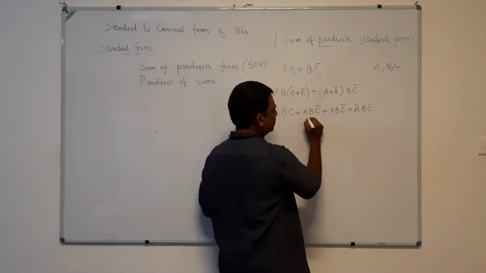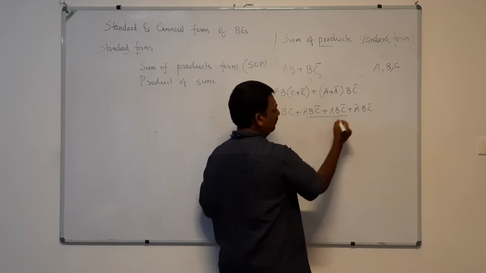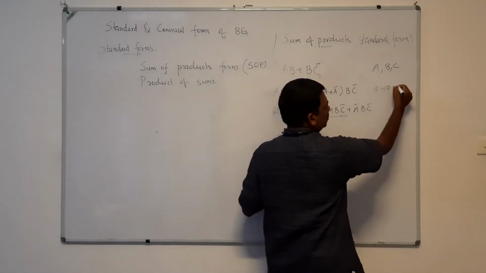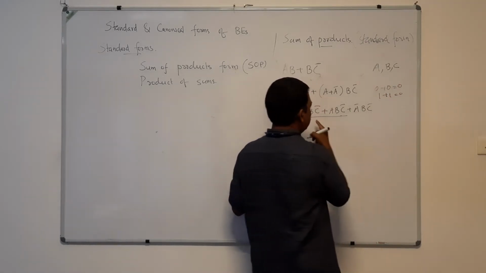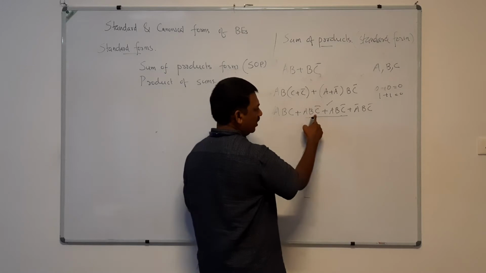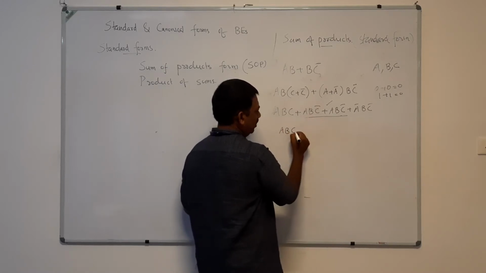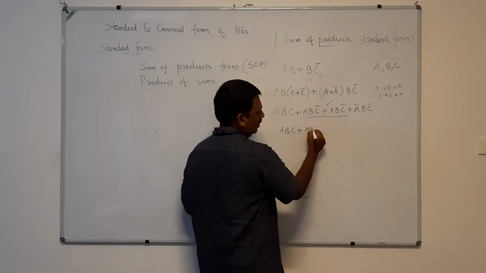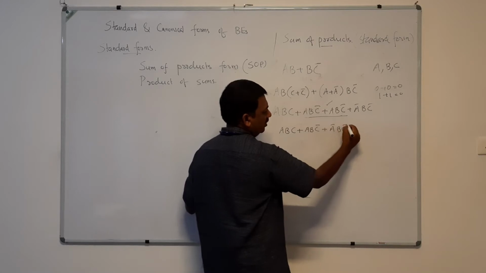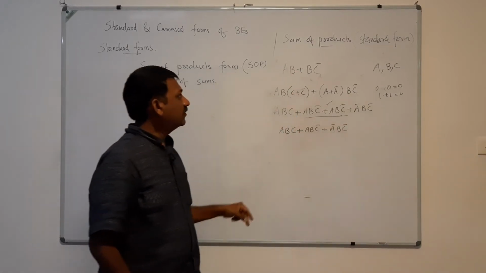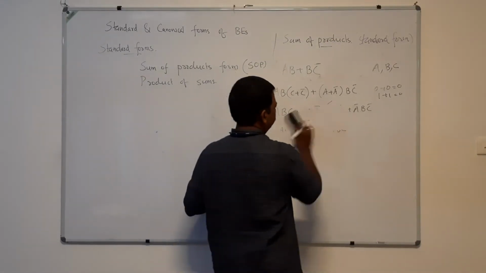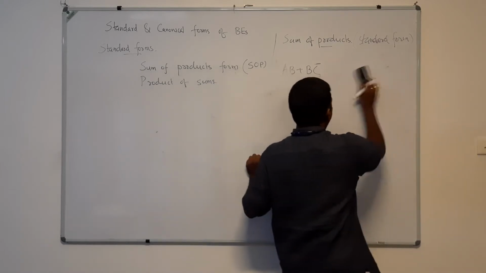Here these two terms are the same. Now, 0 or 0 is equal to 0, 1 or 1 is equal to 1. Likewise, A plus A is equal to A. So I am going to replace this with only one ABC bar. Now this becomes ABC plus ABC bar plus A bar B C bar. This is the standard form of AB plus BC bar. I will show you another example also.